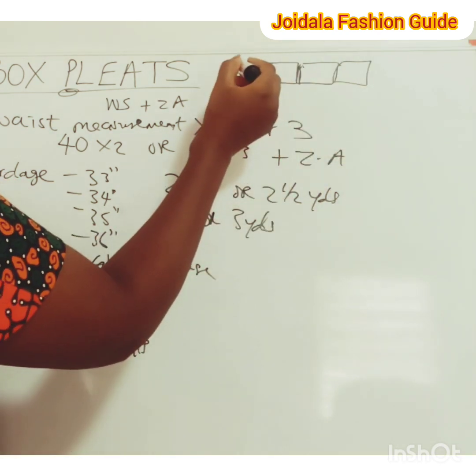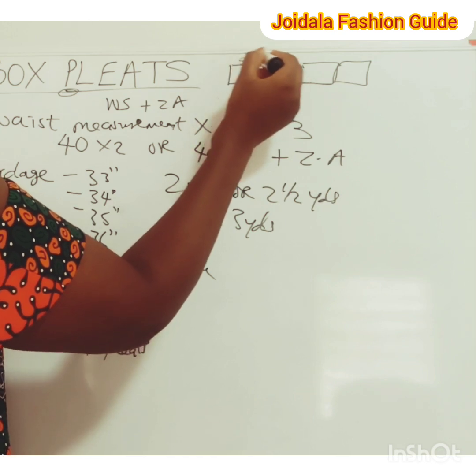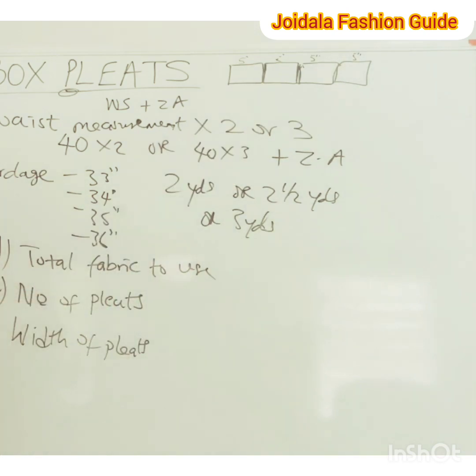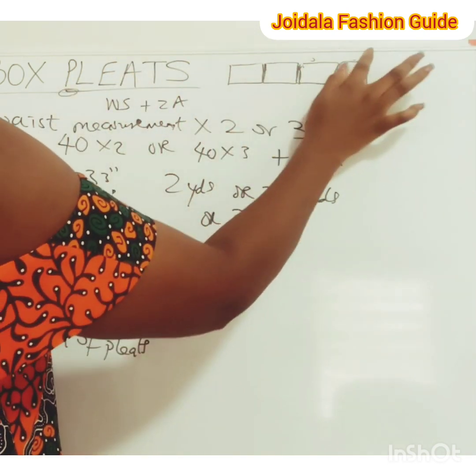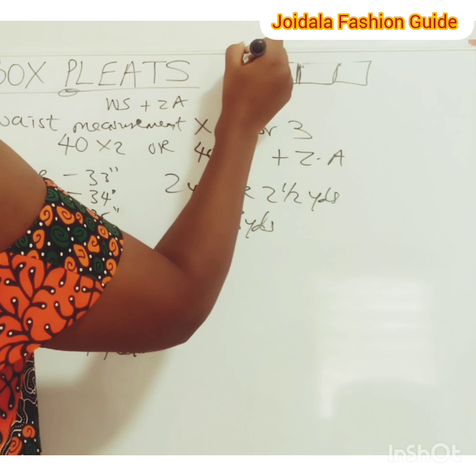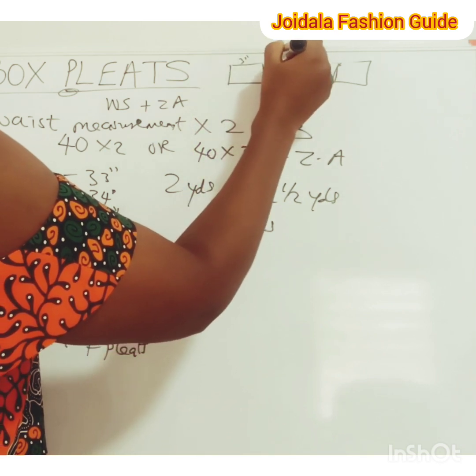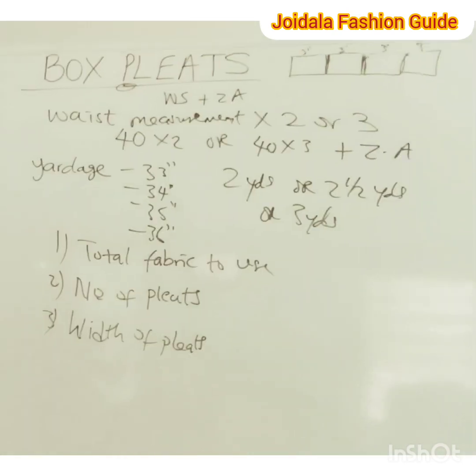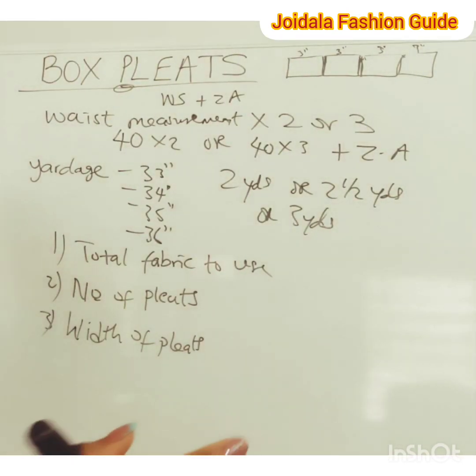So if, for example, this from here to here is 5 inches, then all of them will be 5 inches. If you want to make use of 3 inches, then all of them will be 3 inches wide. So they are usually of the same width. So your amount of fabric you have will help you to know the width of the fabric.